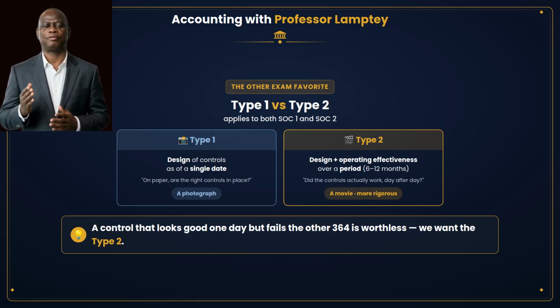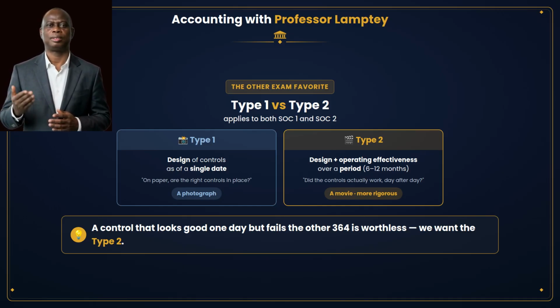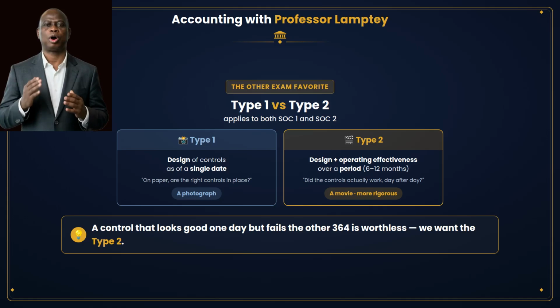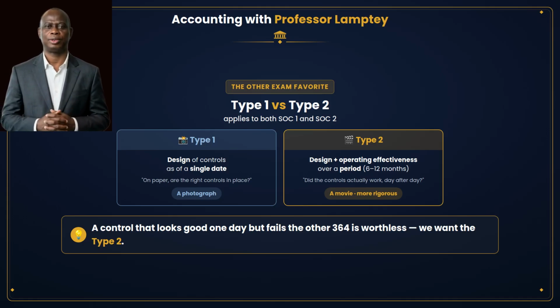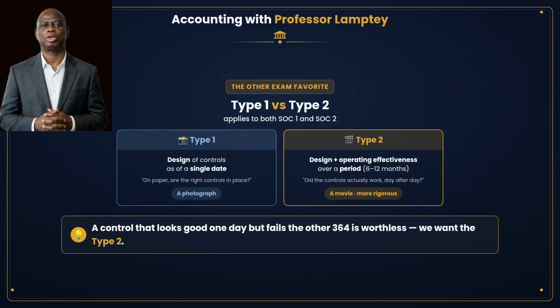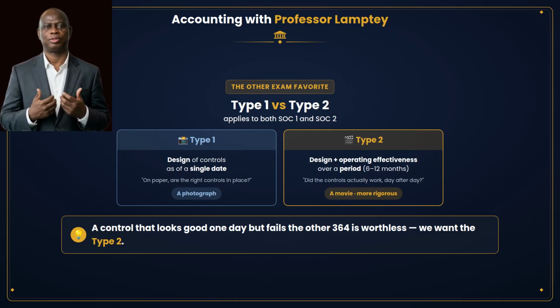A Type 1 is a photograph. A Type 2 is a movie. Type 2 is far more rigorous and far more valued because a control that looks good on one day but fails the other 364 is worthless. When our company evaluates that provider, we want the Type 2.